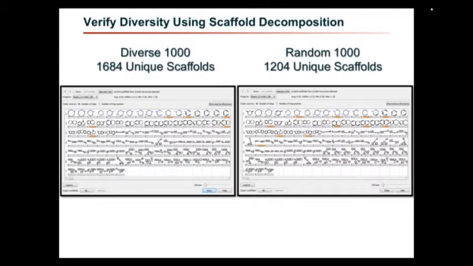Now, the last method for verifying diversity would be to run the Scaffold decomposition application on the structures selected by hole filling and compare them to the structures that were selected at random. Now, I've covered Scaffold decomposition in another tutorial, but the results you would expect look something like this. The 1000 structures chosen by hole filling application contain 1684 unique scaffolds, while the random selection of 1000 structures gives you only 1204 unique scaffolds.